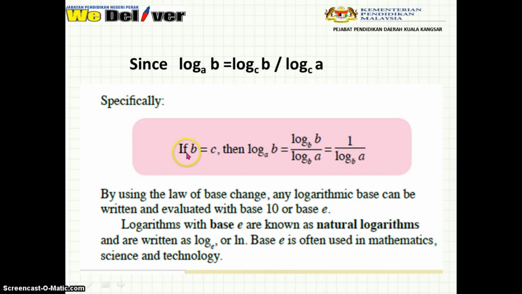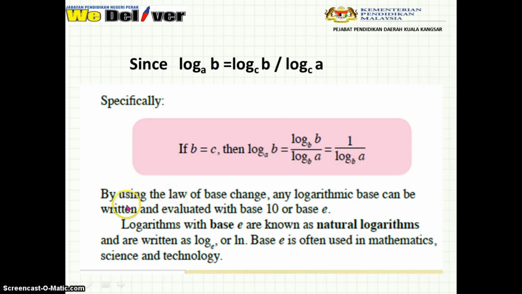Okay, in the case if b equals c, then we have log b base a equals log b base b over log a base b, where log b base b equals 1. So we have log b base a equals 1 over log a base b. So we just interchange the number and the base.